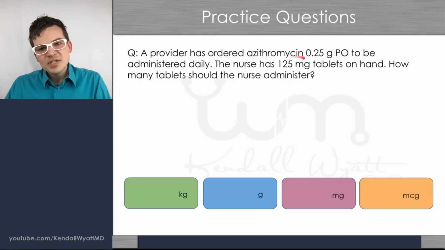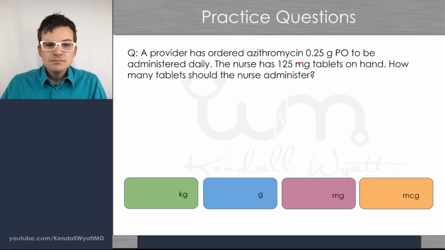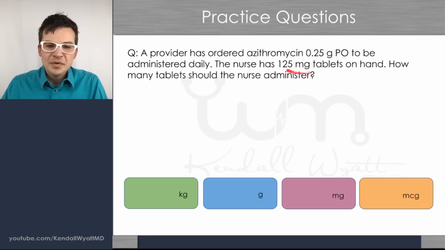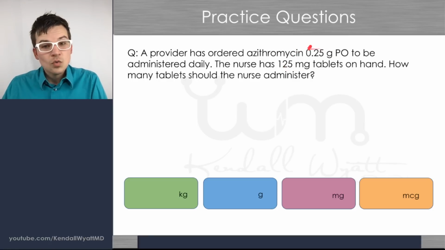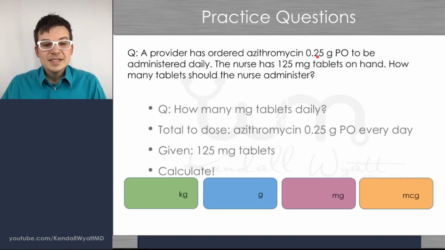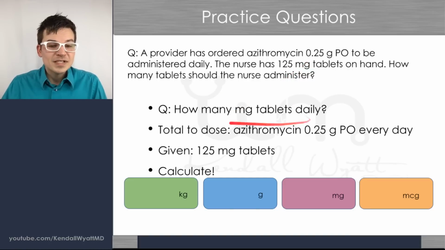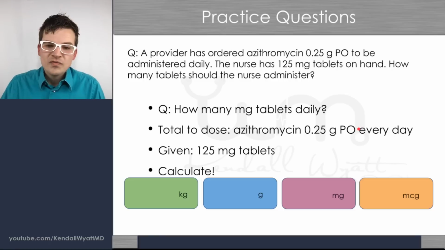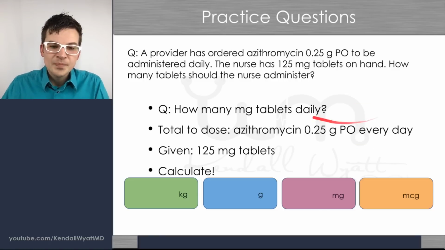Well, you want to administer 125 milligrams, but the order, you have 125 milligram tablets, but the order is for grams, 0.25 grams. So you've got to convert. So what you need to do, of course, is say how many milligram tablets daily in your question, and then the total that you need to actually give. Azithromycin, 0.25 grams PO, PO means by mouth if you haven't got there, and every day. And you've been given the 125 milligram tablets.